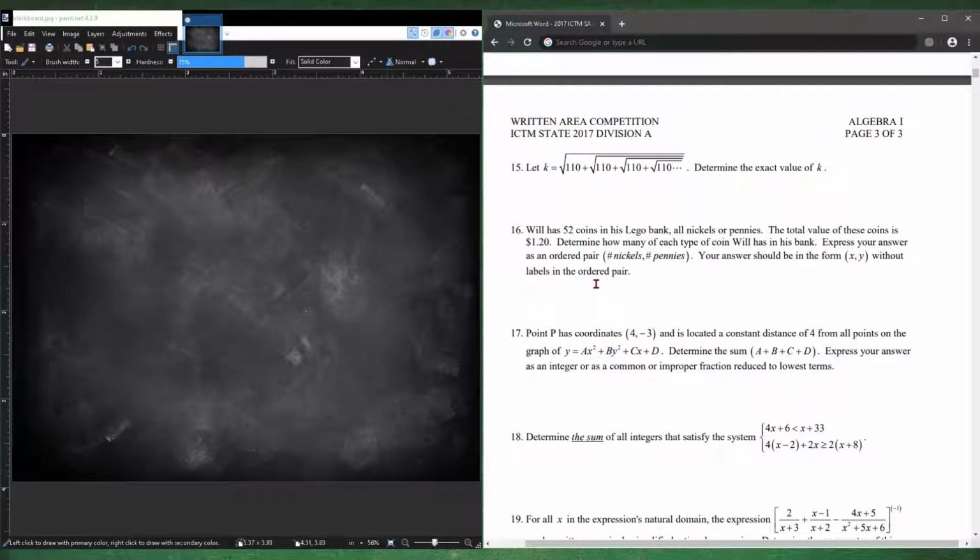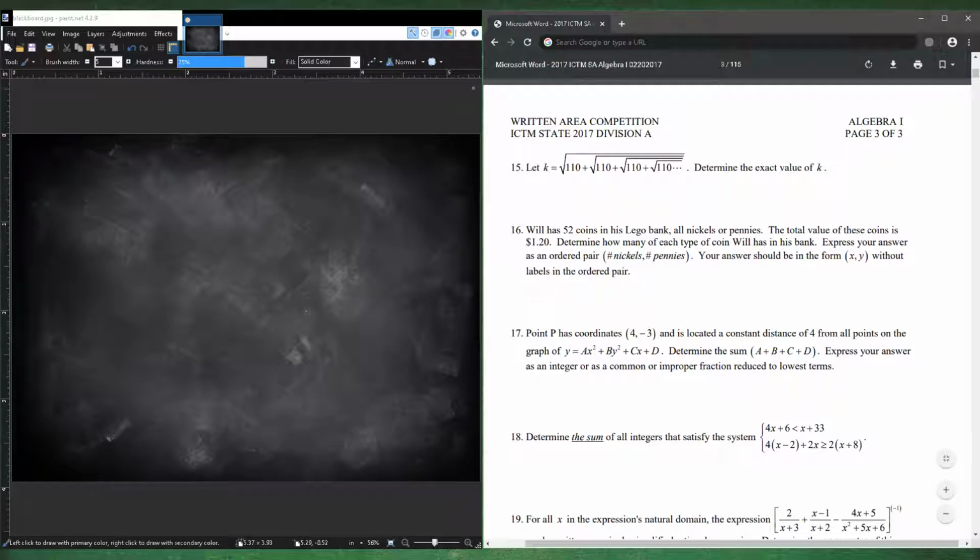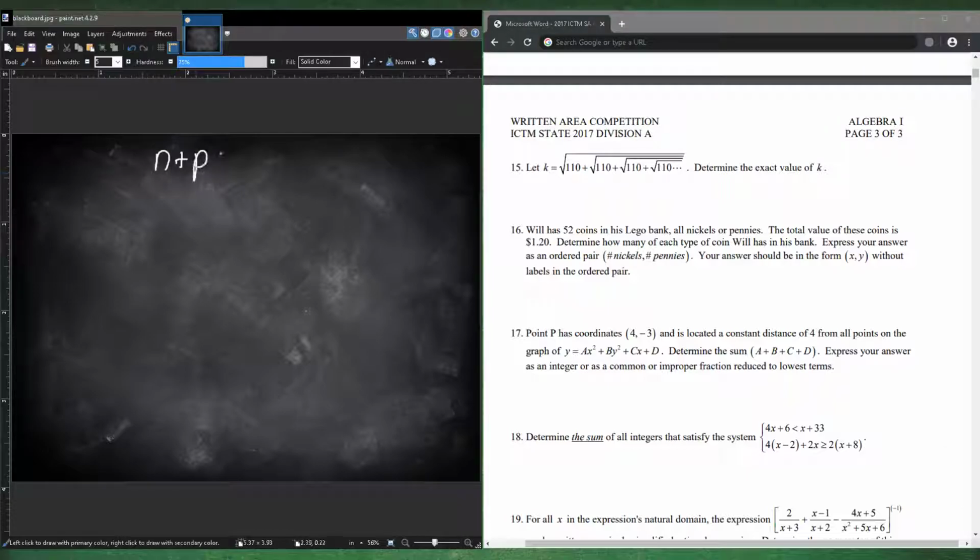Number 16. Will has 52 coins in his Lego bank, all nickels or pennies. The total value of these coins is $1.20. Determine how many of each type of coin he has in the bank, and write it as an ordered pair, nickels and pennies. Okay, so we have nickels plus pennies. So how much does he have? 52.